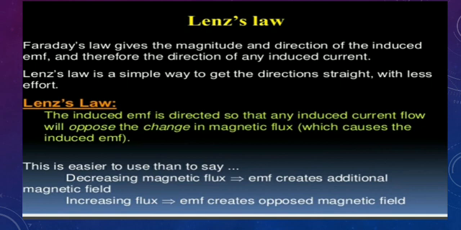That means if the magnetic field is decreasing, the EMF creates an additional magnetic field. If the flux is increasing, the EMF creates an opposing magnetic field. So these are the two terms for understanding Lenz's law.